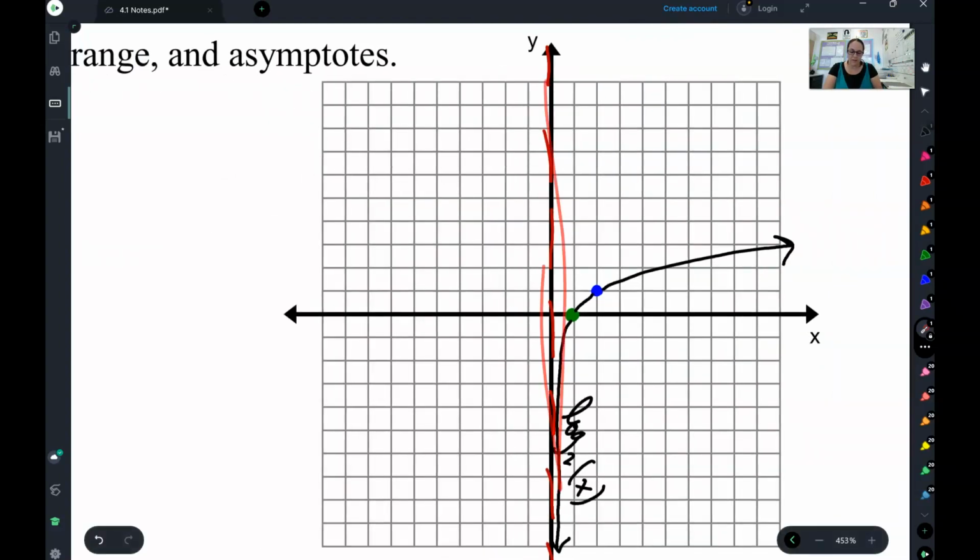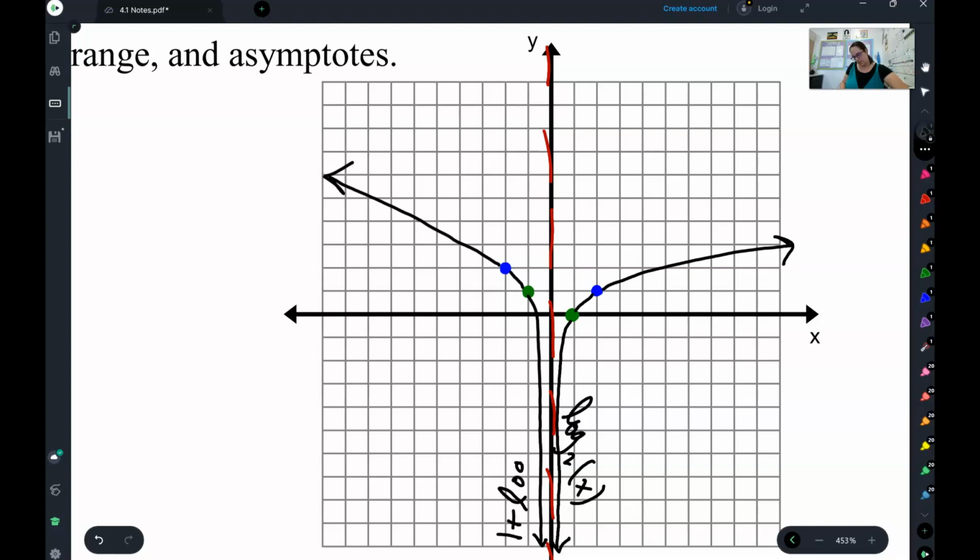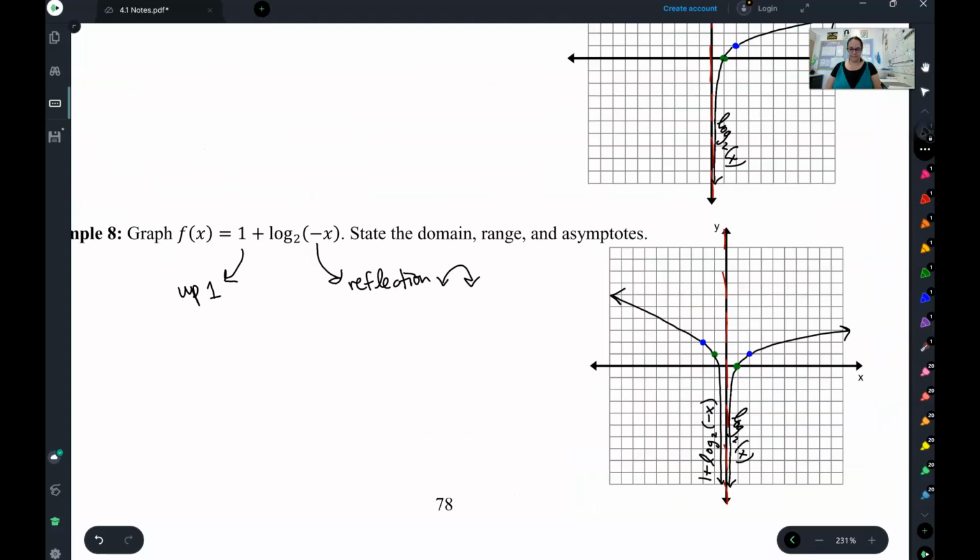Let's start with my asymptote. It doesn't really make sense to reflect my asymptote side to side when it's already centered. And if I think of moving this asymptote up 1, that doesn't really change it because it's a forever line. So let's go to my green point. Reflected across, up 1. Beautiful. Blue point reflected across, up 1. So then we have the shape of our transformed graph, which should be 1 plus log base 2 of negative x. And there we go.